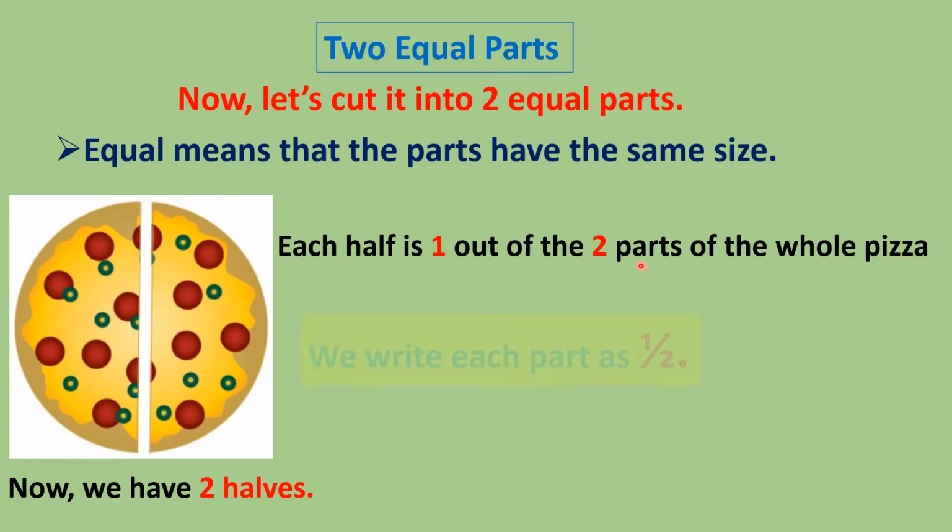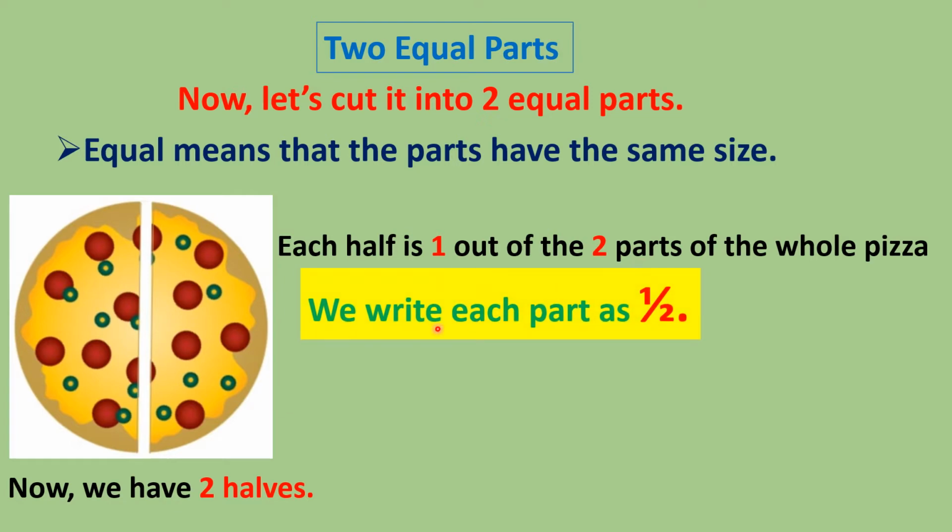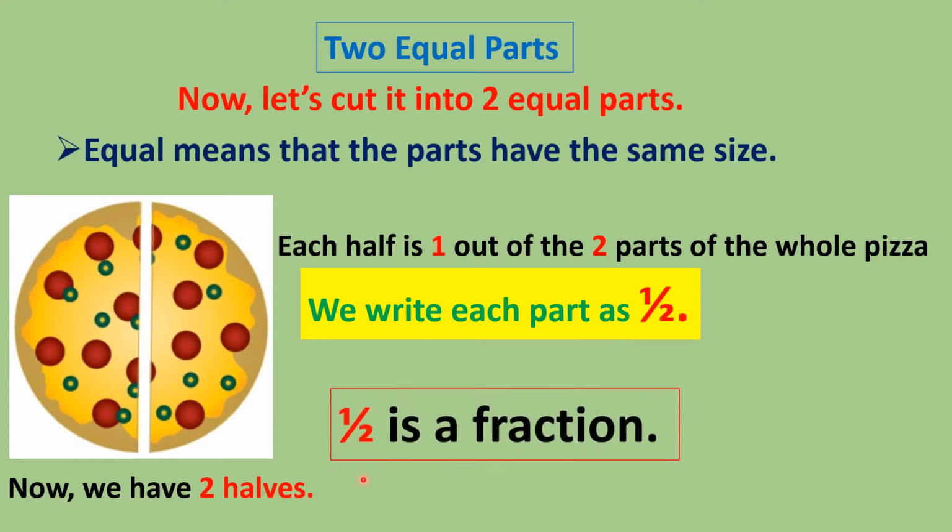So there are now two parts, okay? We write each part as 1 by 2. 1 by 2 or half is a fraction.